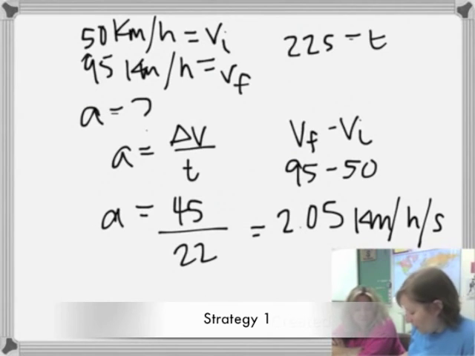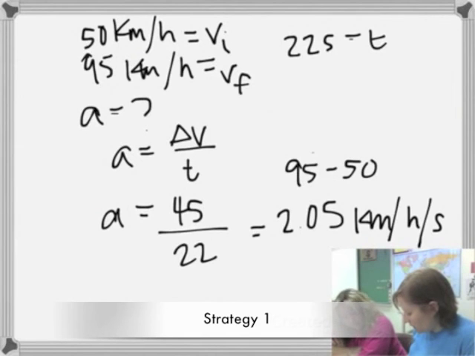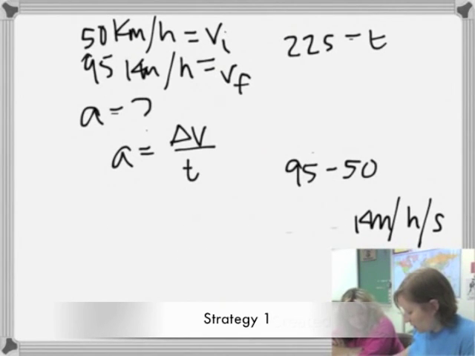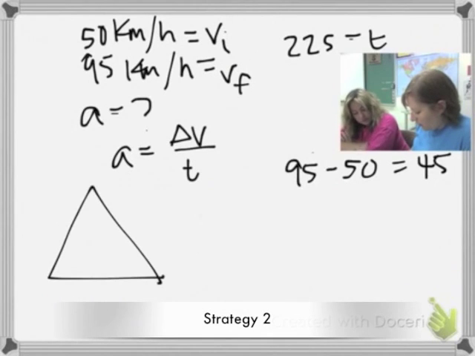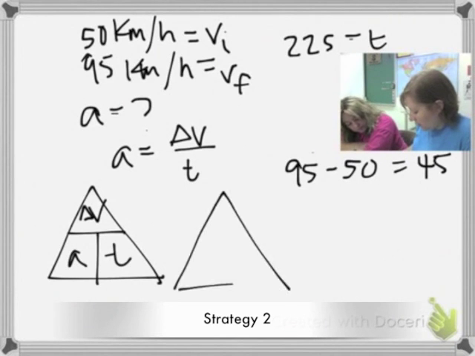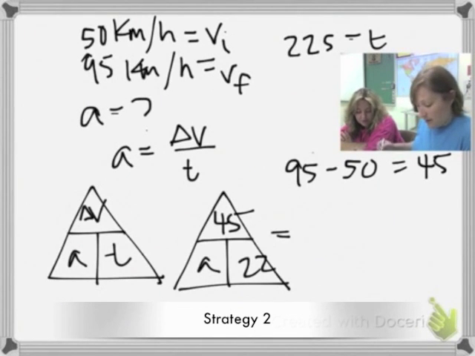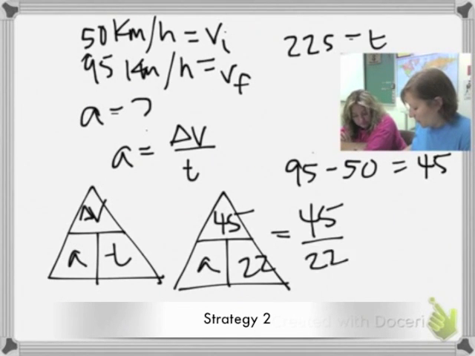Plug in the magic triangle. Oh, the magic triangle. We still need our givens, our unknown, and our equation, right? Correct. And we actually still need to do this first. You still need to know your delta V, so this was 45. Now I'm going to take my triangle. Delta V is on top in your equation, so it stays on top in the triangle. And then A and T go below. You plug in 45 and 22, and it's on top of each other, so you divide. And so I'm going to get the same answer as if you did the algebra. Either strategy should get you the same answer.